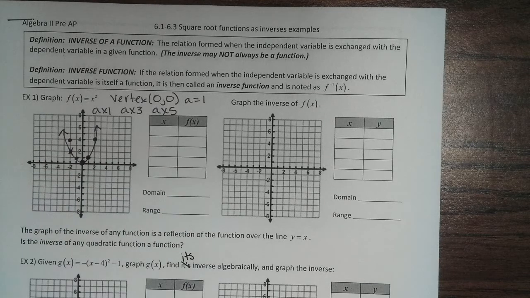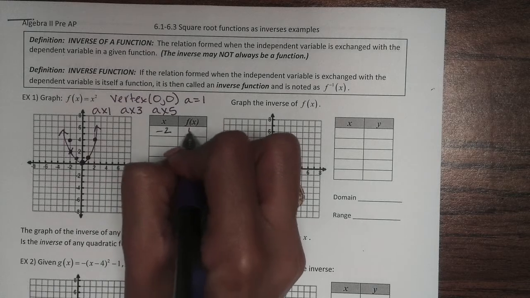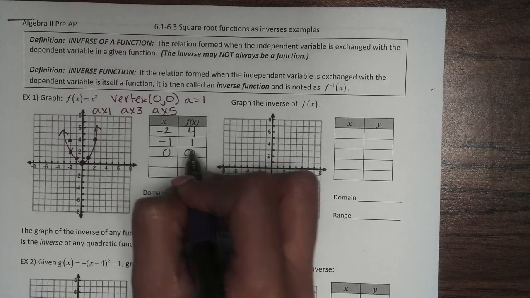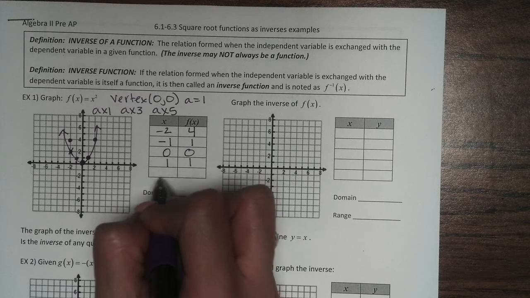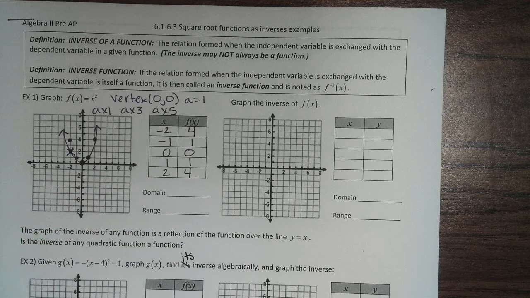Okay, it's still okay. So now you make a table of values for that. Got the answer key. And the table of values should be -2, 4, -1, 1, 0, 0, 1, 1, 2, 4. This dot was wrong. That's your table of values.